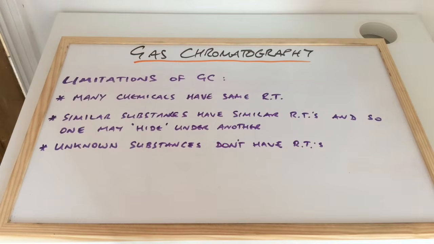We'll just finish with some of the limitations of gas chromatography now. So you can see I've written up there, many chemicals have the same retention time, and so therefore you wouldn't be able to tell them apart. You could have a group of chemicals that are very similar in structure, and therefore they would have similar retention times. They wouldn't really separate out, and you may have one peak hiding under another. And the final one, if you're dealing with a completely new substance, it may have never had its retention time measured, and so you don't have a reference peak to compare to.